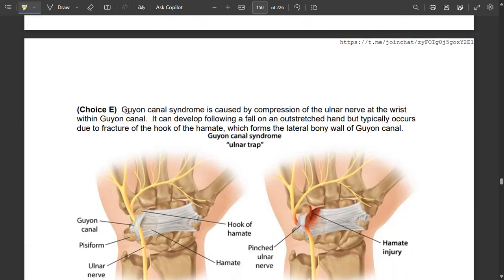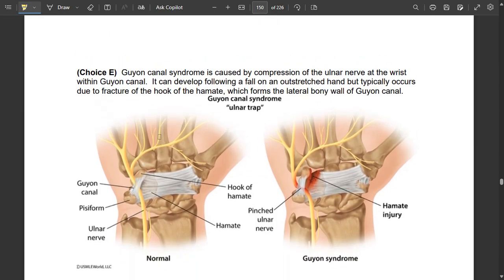Guyon's canal syndrome is caused by compression of the ulnar nerve at the wrist within Guyon's canal. Guyon's canal runs from the hook of the hamate to the pisiform bone. There is a ligament that covers this canal, Guyon's canal, through which the ulnar nerve passes.